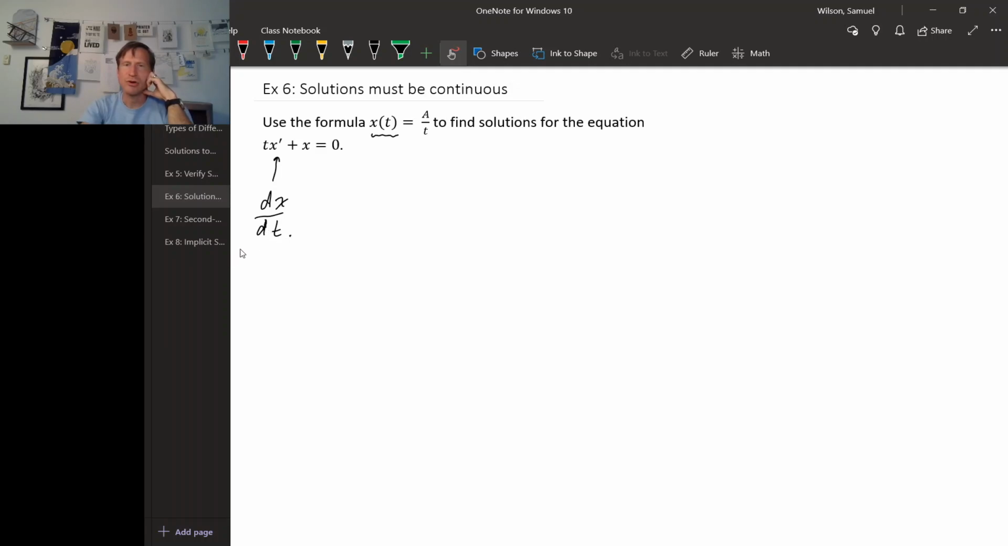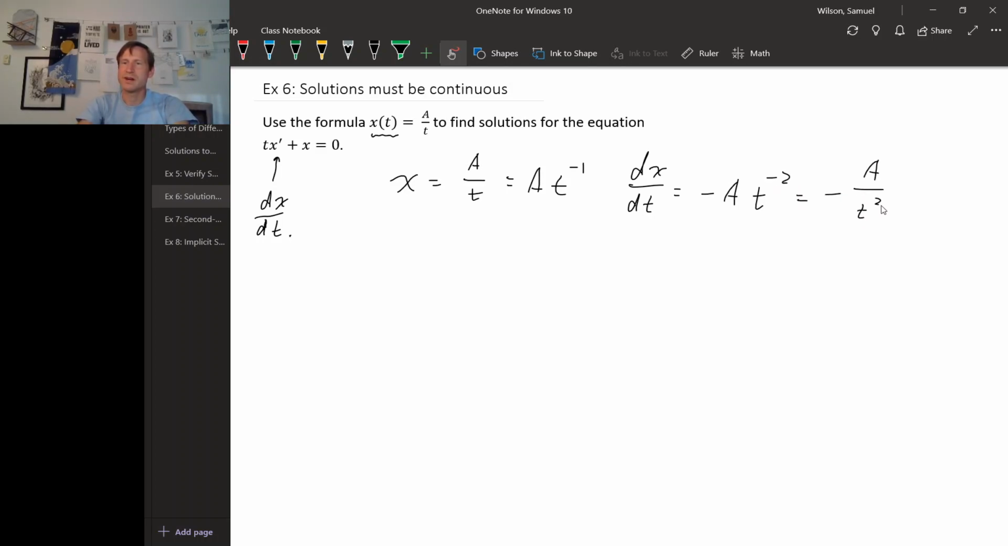Okay, so when I say use the formula to find solutions, I'm being a little vague. Maybe what we should do is just plug this in to see if this works as a solution. So if x is A over t, we're going to need to differentiate this. To do that, let's rewrite this t in the denominator as t to the minus first. So dx/dt is minus A times t to the minus second, so that's minus A over t squared.